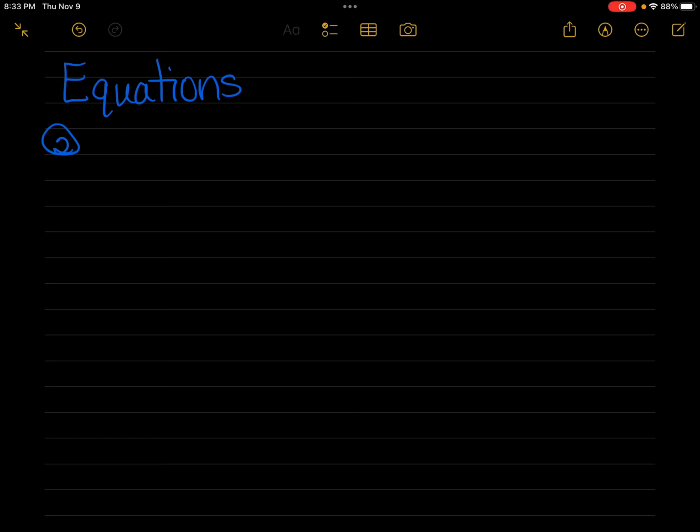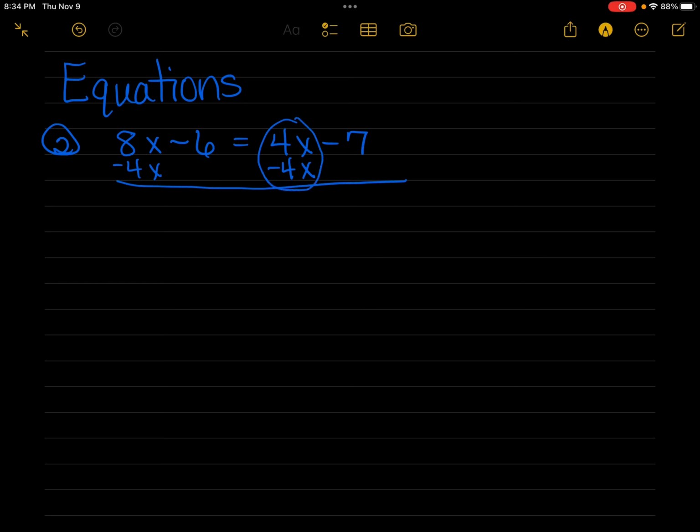I might do another one too, but on number 2, this little section is variables on both sides. So notice that my x is on the left side and the right side. So I need to move all the x's to one side. For this one, I'm going to move this 4x by subtracting 4x on both sides. When I do that, these x's become 0, right? 4x minus 4x equals 0. So I have negative 7 left on this side. Now over on this side, 8x minus 4x is 4x, and that minus 6 stays the same.